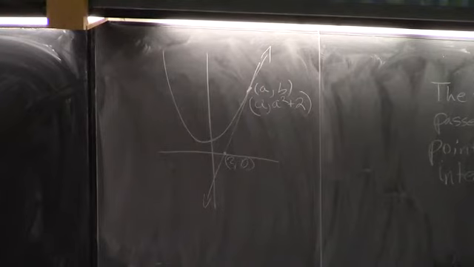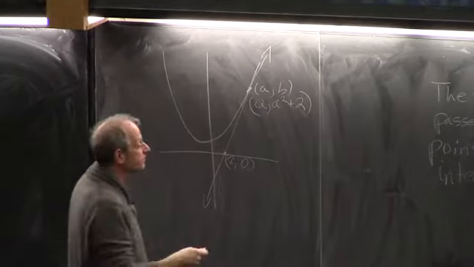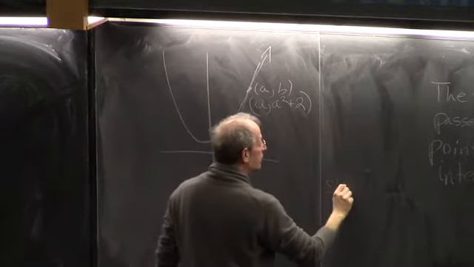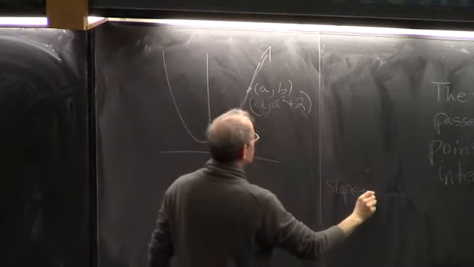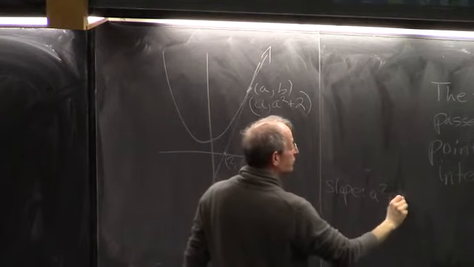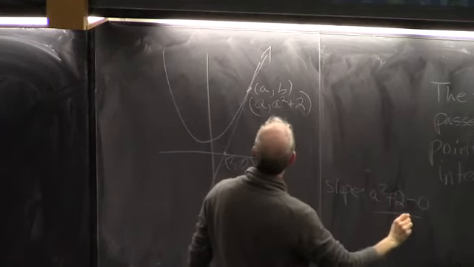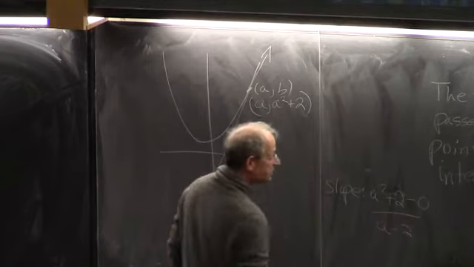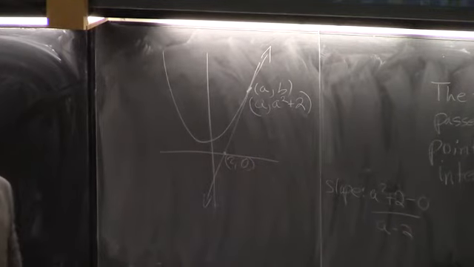Okay. So now what do we know? Well, as I said, we know that the slope is the same for the curve and for the tangent line. So what is the slope of a line? Well, it's difference in y's over difference in x's. So the slope is a squared plus 2 minus 0 over a minus 2. Difference in y's over difference in x's.